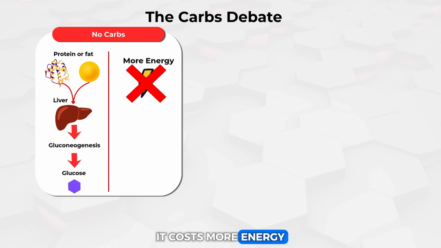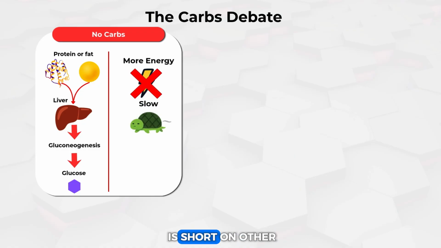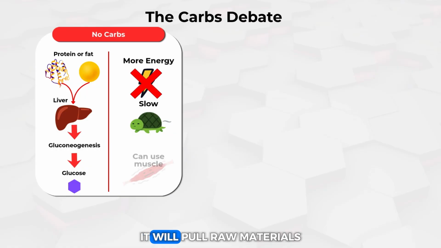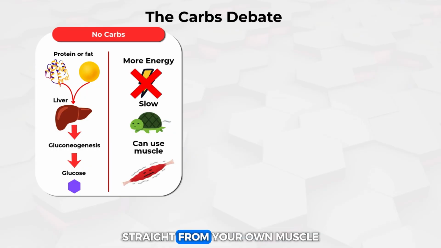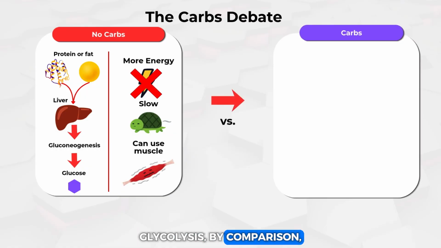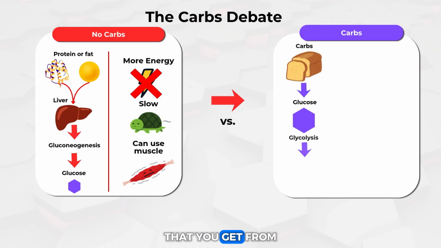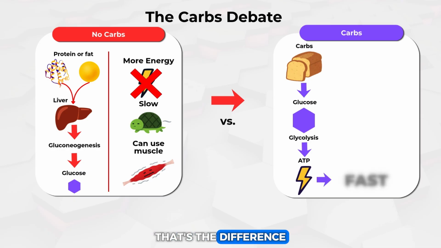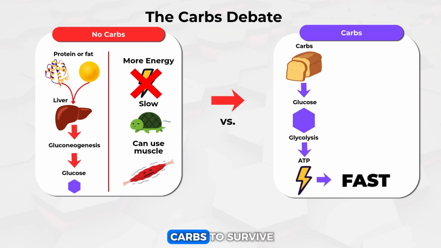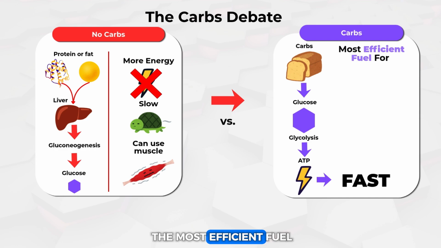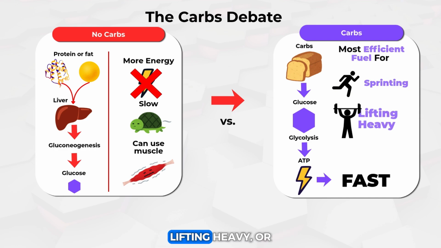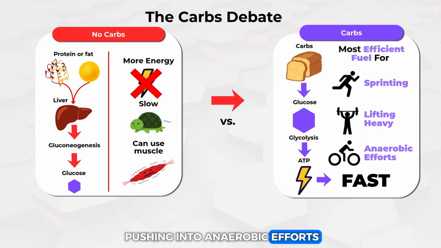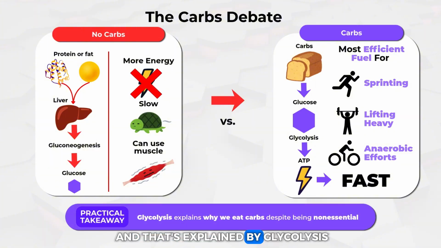It costs more energy than glycolysis gets back from it, it's really slow, and if your body is short on other energy sources, it will pull raw materials straight from your own muscle. Glycolysis, by comparison, will run almost instantly off glucose and glycogen that you get from the carbs you eat. That's the difference. You don't technically need carbs to survive, but if you want the most efficient fuel for sprinting, lifting heavy, or pushing into anaerobic efforts, carbs do it best, and that's explained by glycolysis.